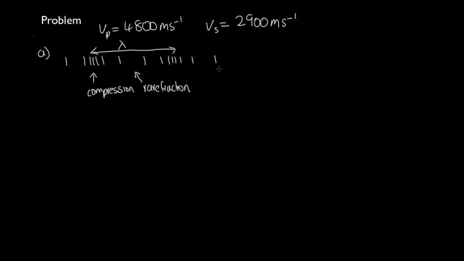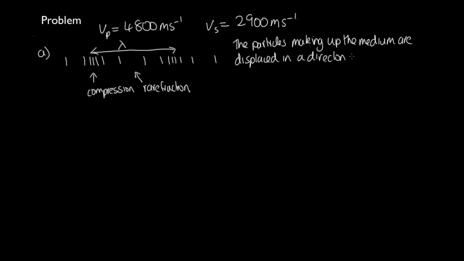And what makes this a longitudinal wave is that the particles making up the medium are displaced in a direction parallel to the movement of the wave. So the velocity of the wave is in this direction, and these particles move backwards and forwards in the same direction, parallel to the velocity of the wave.